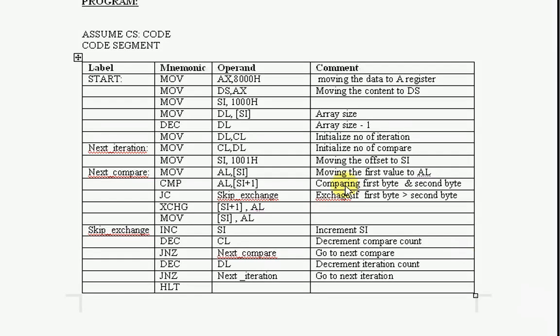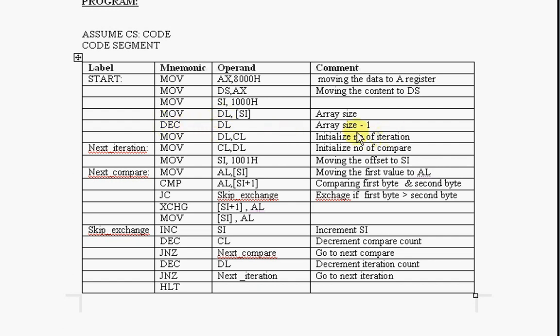Okay, coming to this program, at 8000 you have the data, the count value, and from 8001 onwards you have the data. Initialize 8000 to the DS register and 1000 to the SI register. Bring the first byte, because the DL register is the destination. Of course, that is an 8-bit register. You have brought the array size to the DL register, and the DL register is being decremented.